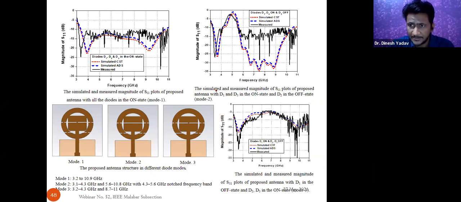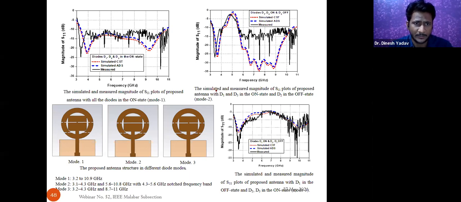So in this diode characteristic and the switching of the diodes, we can see that if all diodes are on, in this case, the entire ultra wideband we can find from 3.1 to 10.6 gigahertz.